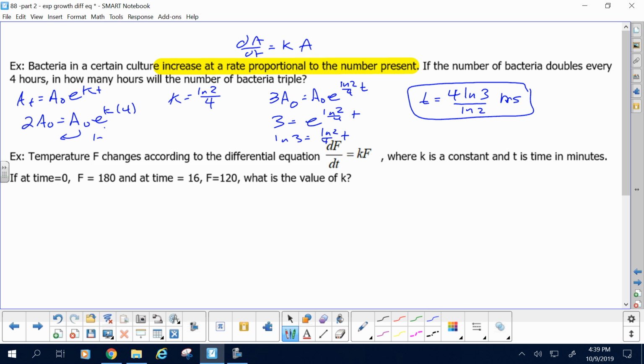So here it says temperature changes according to the differential equation dF/dt equals kF. k is a constant, t is time in minutes. Now that right there, my eyes light up when I see a differential equation where the amount grows at a rate proportional to the amount. So when those variables are the same, that's exponential growth.